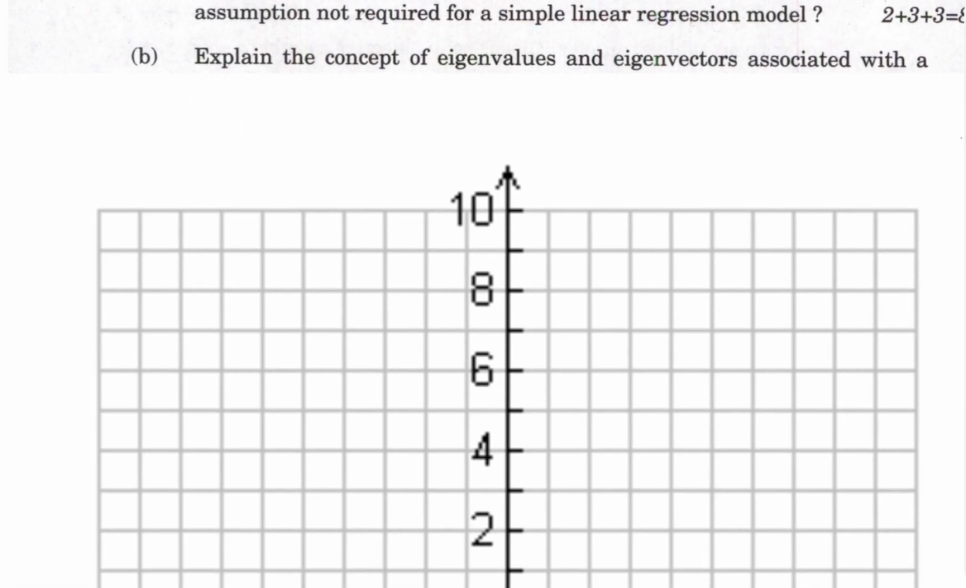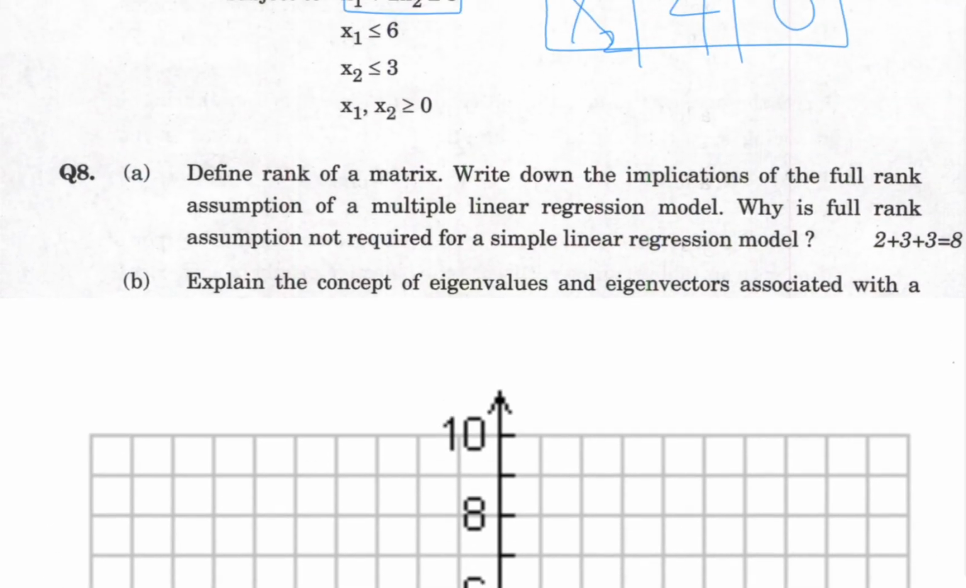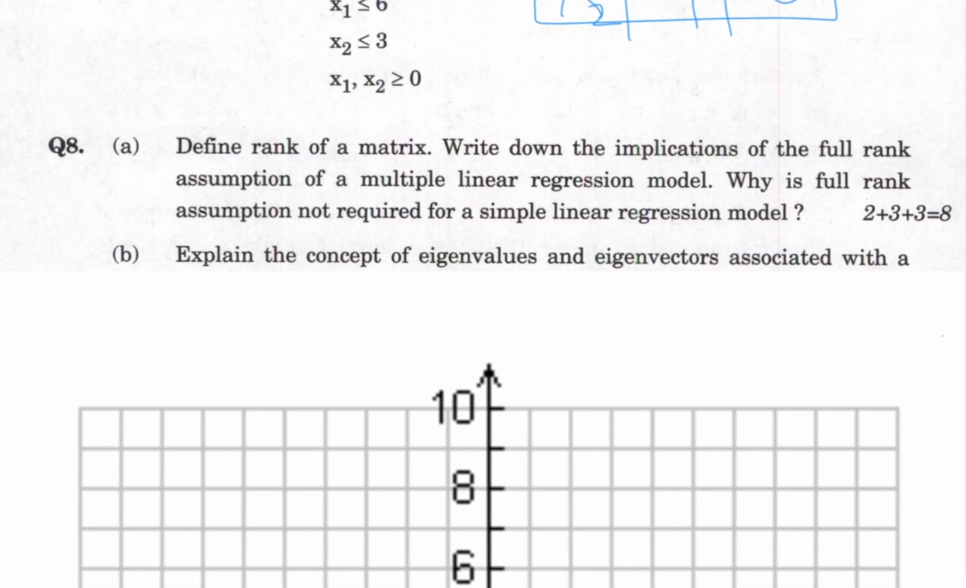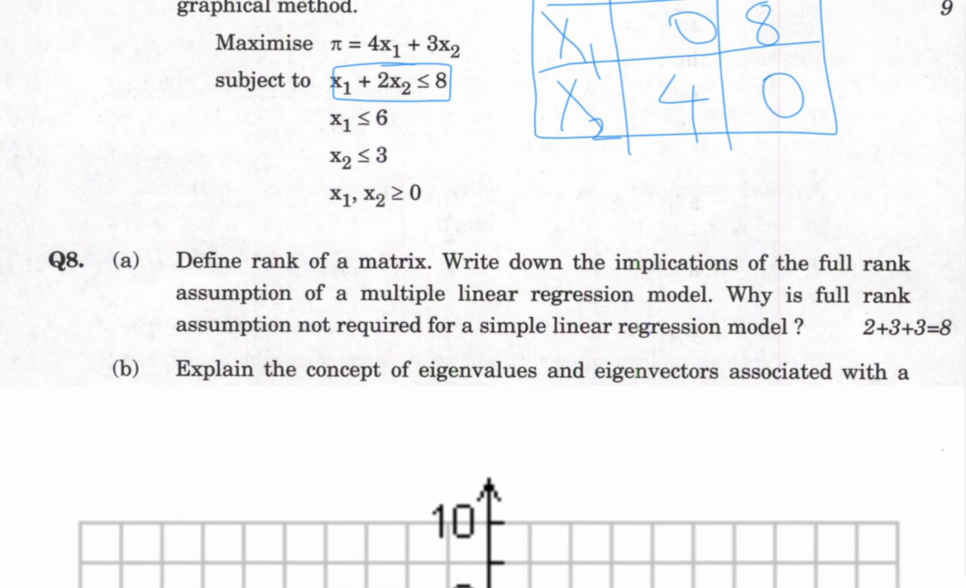Let's plot it. 0, 4 is here. 8, 0 is here. That meets here. The second constraint is x1 less than equal to 6. The third is x2 less than equal to 3. And the fourth is x1 and x2 both are positive. That means we will stay in the first quadrant.